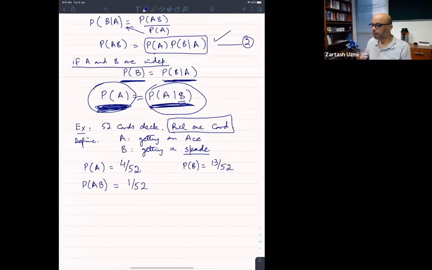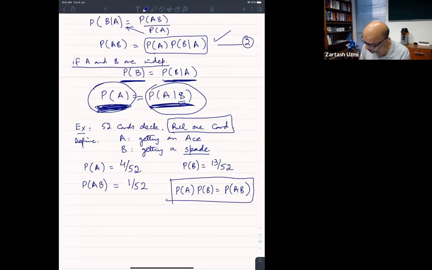Okay. Now it is probably obvious to you that in this case, probability of A multiplied by probability of B is equal to probability of AB. What that means is A and B are independent. And we are happy with that. So far so good. Now let's tweak something.